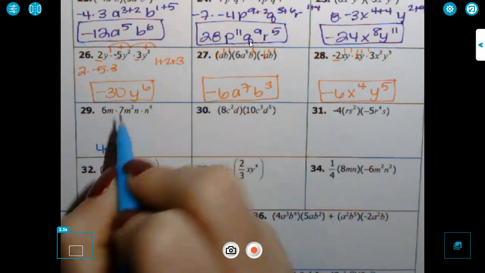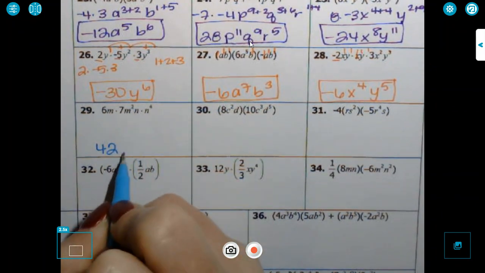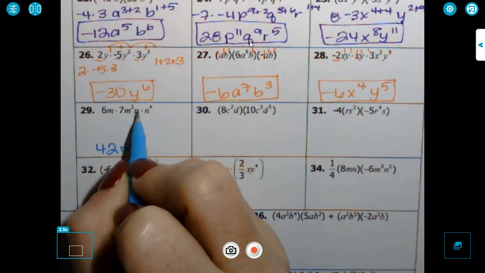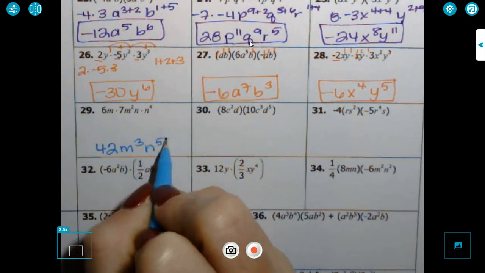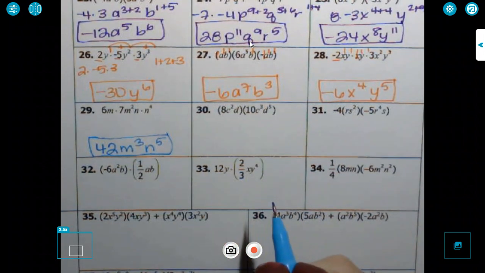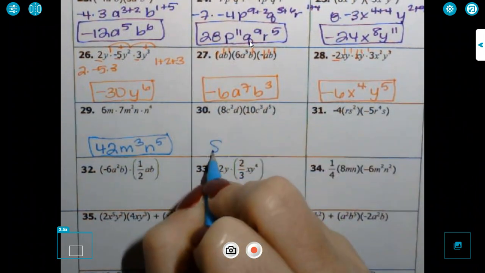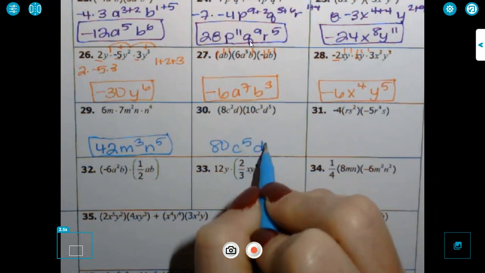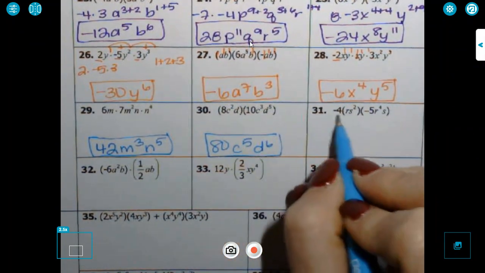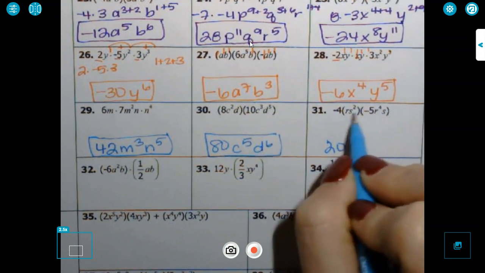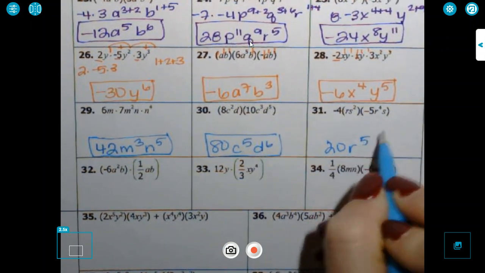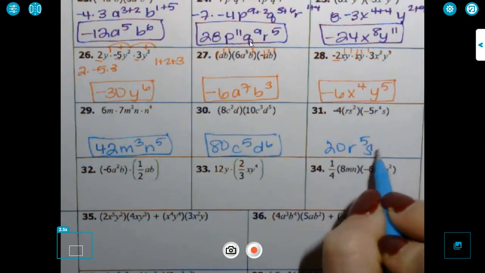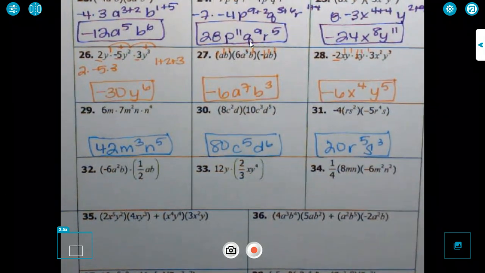So it's going to be 42. M is 1, 2, 3. And N is 1 and 4, which is 5. Okay. 8 and 10 is going to give you the 80. C2 and C3 is C5. And D1 and D5 is D6. -4 times -5 is 20. R1 and R4 is R5. And S2 and S1 is S3.